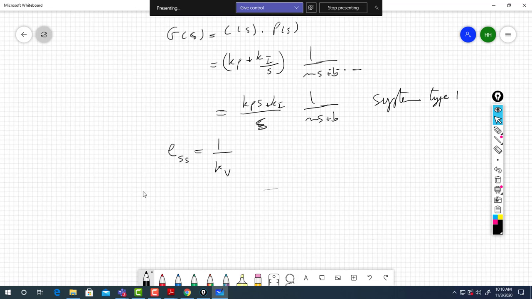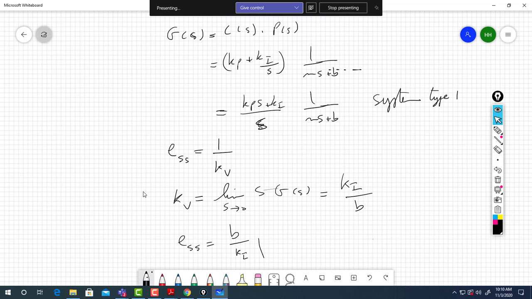And what's Kv? Kv is the limit as s goes to 0 of s G(s). For s G(s), the s times 1 over s cancel out. Then s is 0, so I end up having Ki over B. So then the steady state error, which is 1 over Kv, is B over Ki. But you want the closed loop. This is the steady state error for your closed loop system, yes.